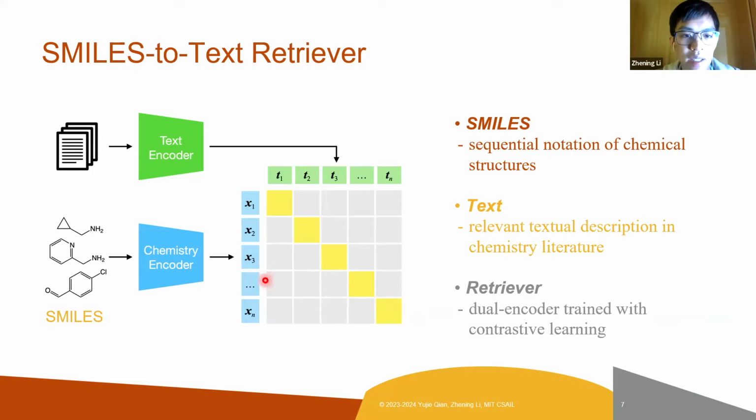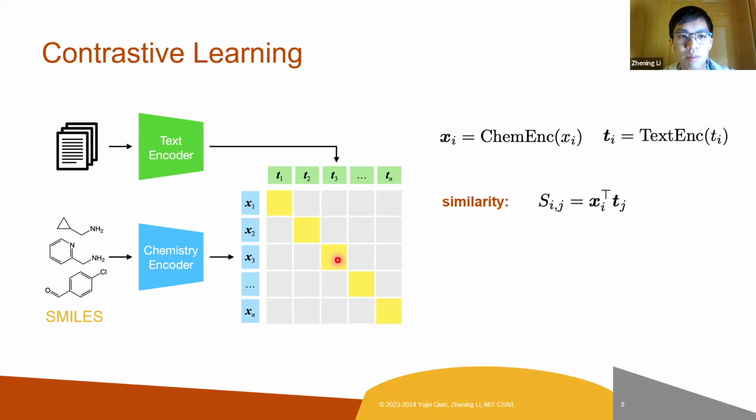And the way we train the SMILES to text retriever is to align the chemistry embedding space and the text embedding space, so that if we have a text paragraph that directly describes a certain reaction, then we want the corresponding embeddings to be close within the embedding space. And this training is accomplished through contrastive learning.